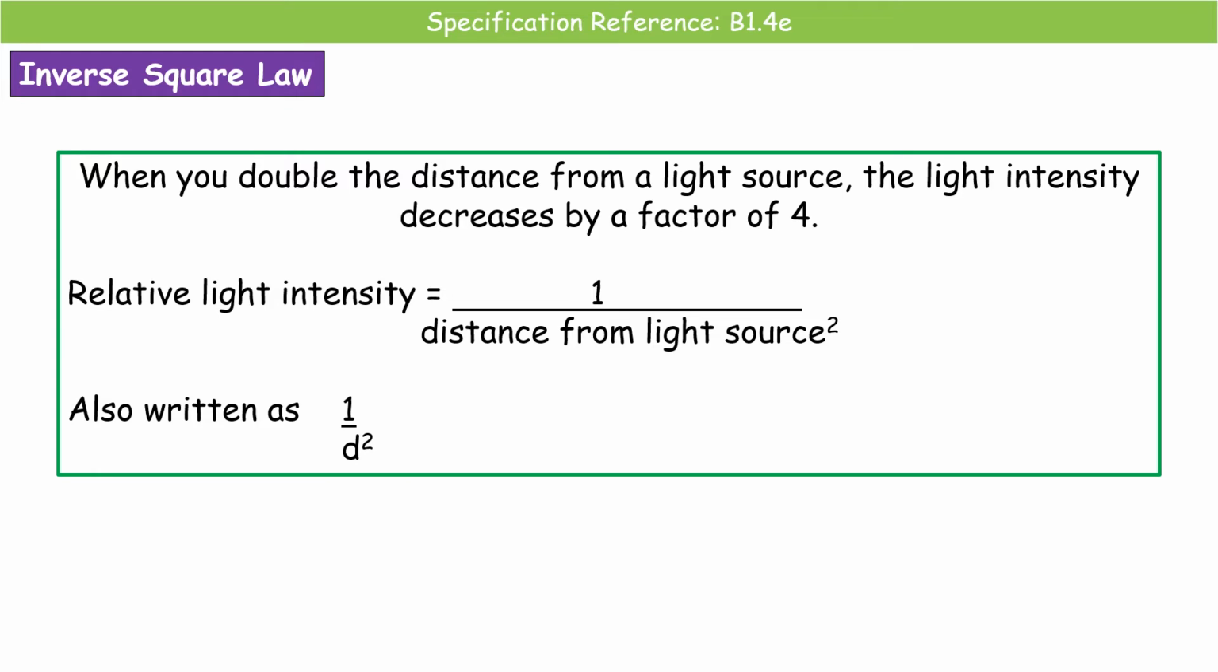For those of you doing higher tier, you will need to know about the inverse square law as far as this is concerned. The inverse square law just states that when you double the distance from a light source, the light intensity decreases by a factor of 4. If we want to represent that in a mathematical way, relative light intensity is 1 divided by the distance from the light source squared. So if we double the distance, the light intensity decreases by a factor of 4, because double means 2, so 2 squared is 4, therefore 1 divided by 4. What we're doing is decreasing by a factor of 4 there. So you can see the simple way of writing it, just 1 over d squared.